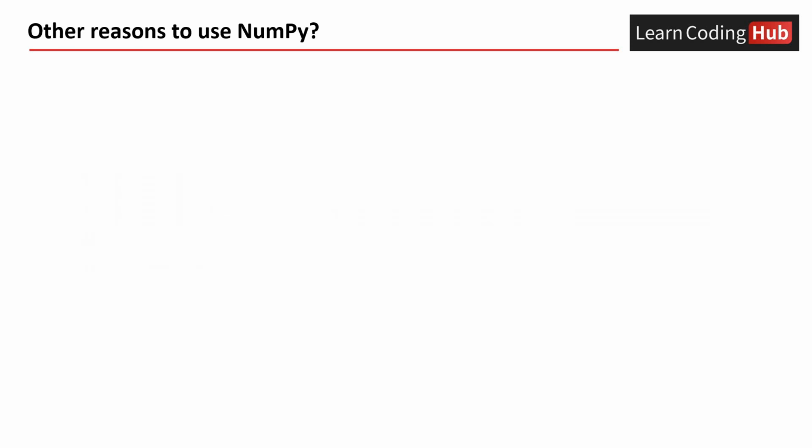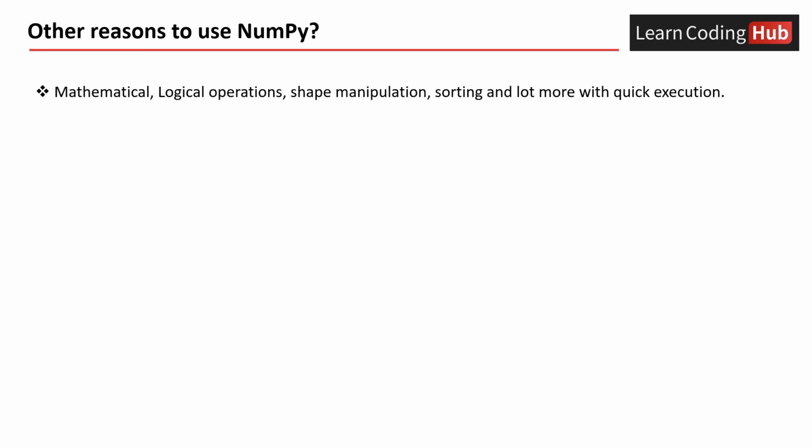So now let's look into the other reasons to use NumPy. It is really fast. Then the other reasons are, like I mentioned, we can do a lot of mathematical and logical operations. We can do shape manipulation, sorting, and a lot of other things which we will see in the coming lessons, which is not possible with a Python list.